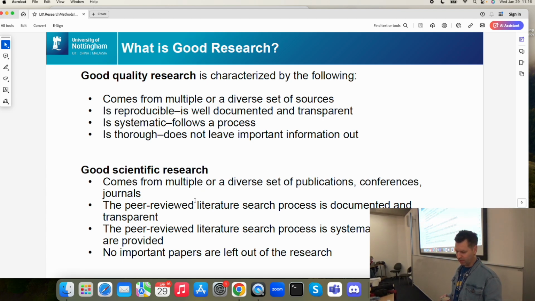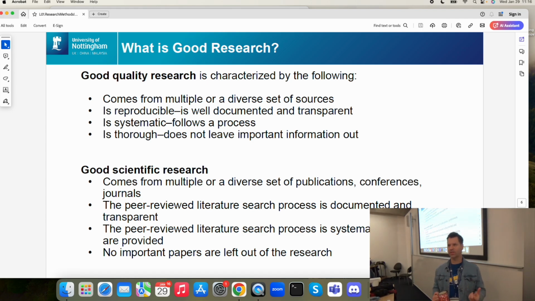The peer-reviewed literature search process is documented and transparent. So how did you collect your evidence? What search process did you go through to collect your evidence? Right? This is documented and systematic. The peer-reviewed literature search process is systematic. Key terms are provided, and no important papers are left out of the research. So that is how we characterize good scientific research.